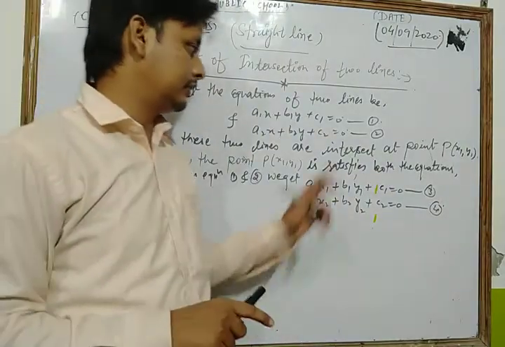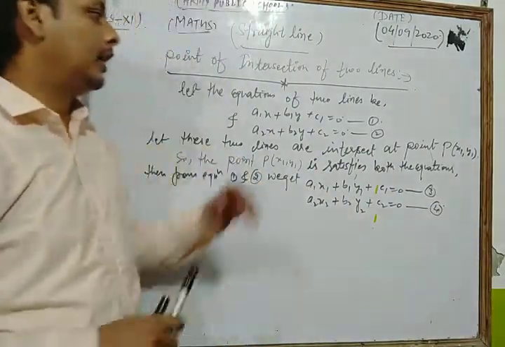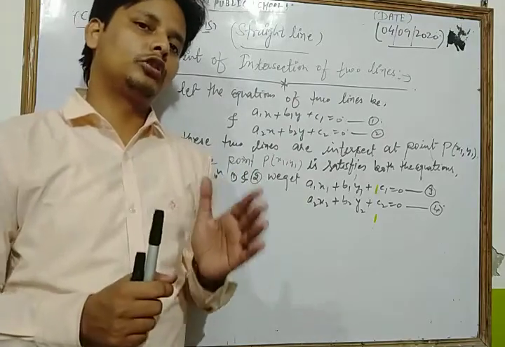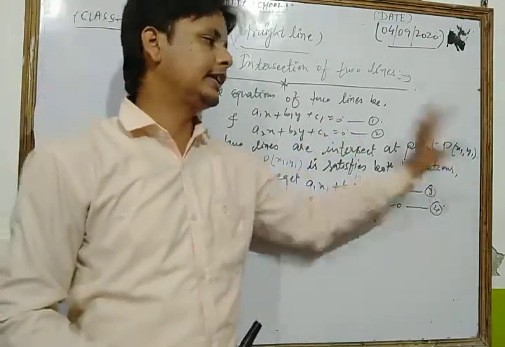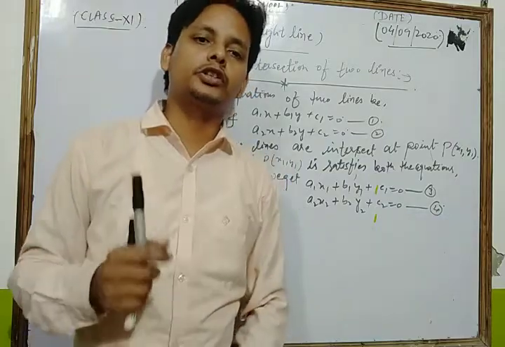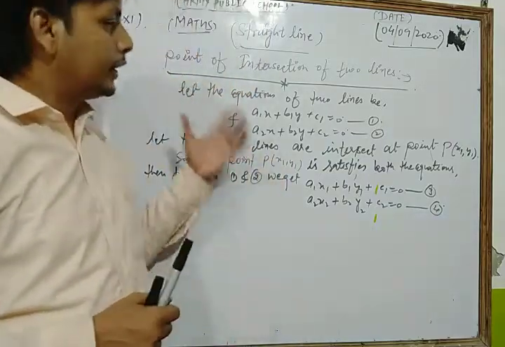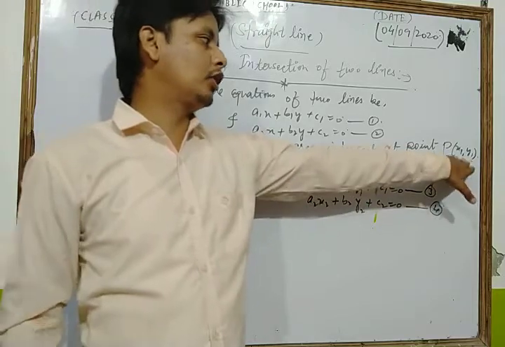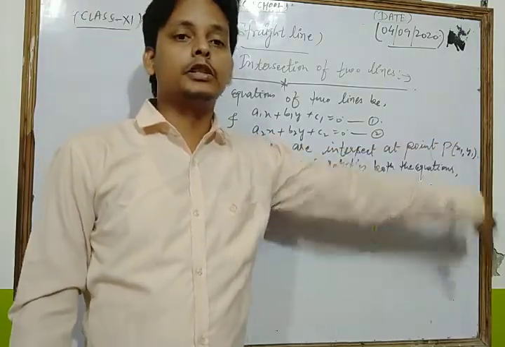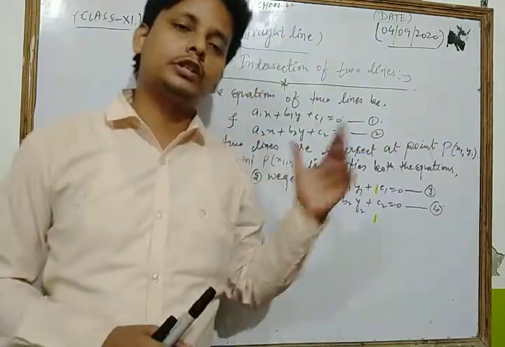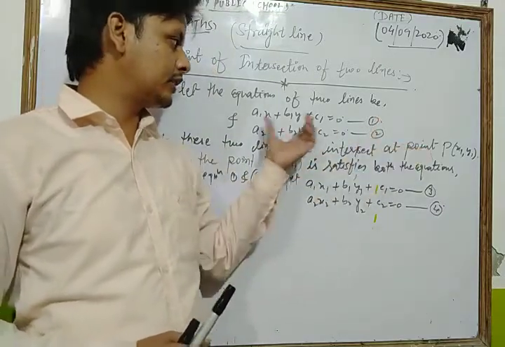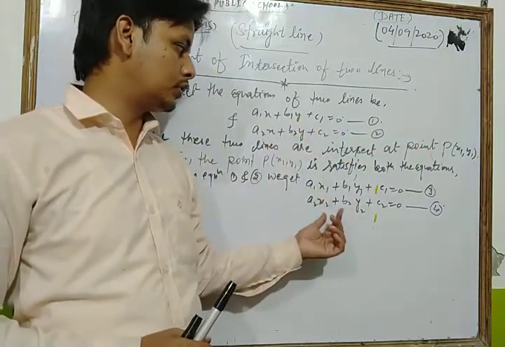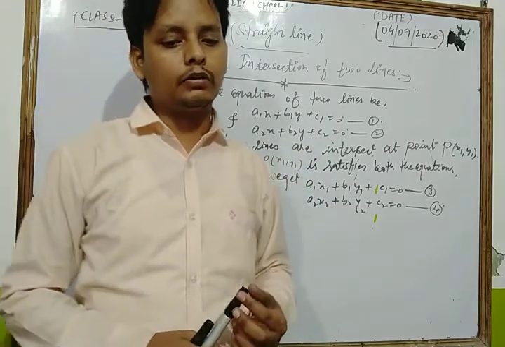First, let's see that point. Dear student, we discuss the point of intersection of lines. First of all, we take two equations of lines and let their point of intersection be x1, y1. If this is the point of intersection of both the lines, then it must satisfy each of the given equations. So we put x is equal to x1 and y is equal to y1.